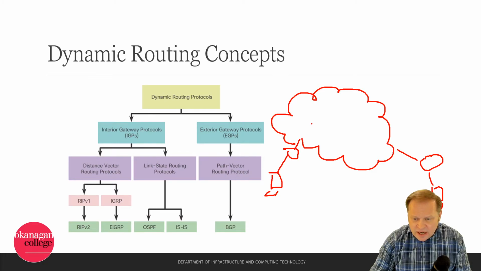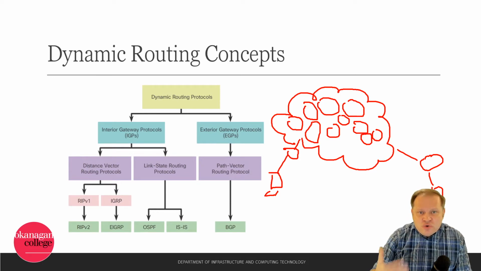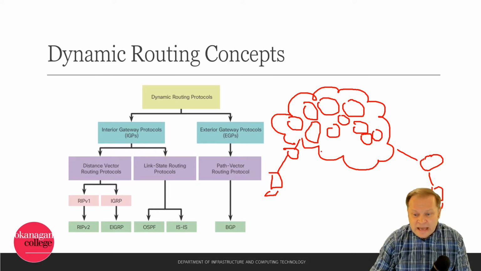I could have hundreds and hundreds of these things we call autonomous systems. And all of those are most commonly controlled by ISPs. So TELUS, Shaw, Verizon, Sprint, all of these huge providers and ISPs will have some kind of autonomous system.